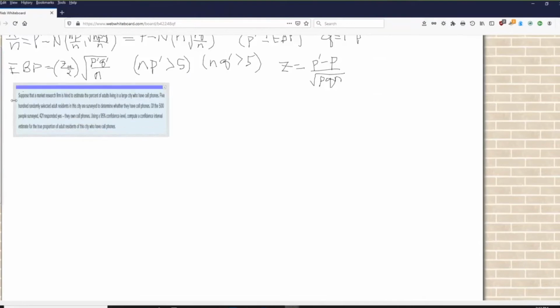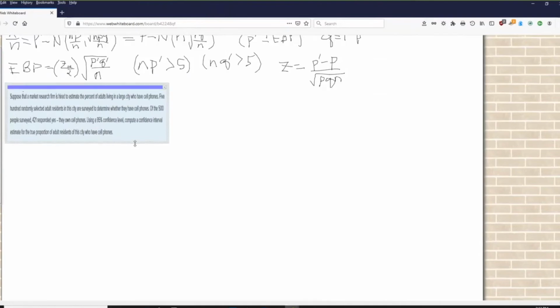Okay, so suppose that a market research firm is hired to estimate the percentage of adults living in a large city who have cell phones. 500 randomly selected adult residents in the city are surveyed to determine whether they have cell phones. Of the 500 people surveyed, 421 people responded yes, they own cell phones. Using a 95% confidence level, compute a confidence interval estimate for the proportion of adult residents of the city who have cell phones.